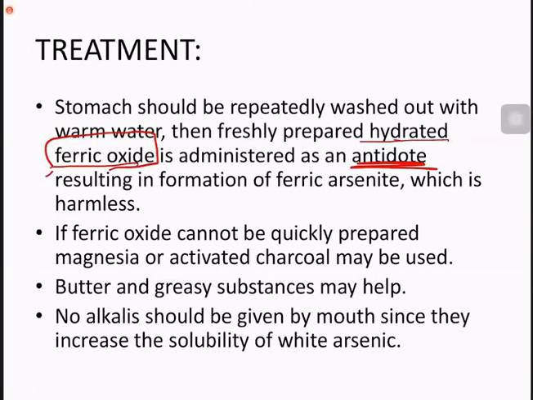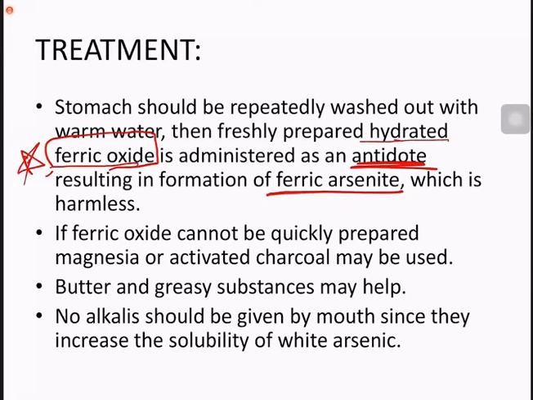And what happens is the ferric part of ferric oxide binds with arsenic and forms a compound called ferric arsenide, which is harmless and thus renders arsenic to be less damaging. Okay? So just remember ferric oxide to be the antidote for arsenic poisoning, right? Ferric oxide.